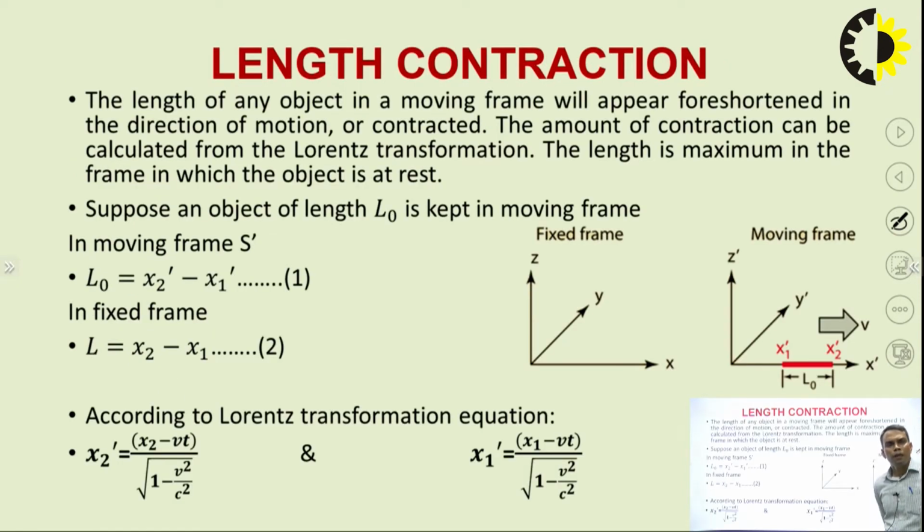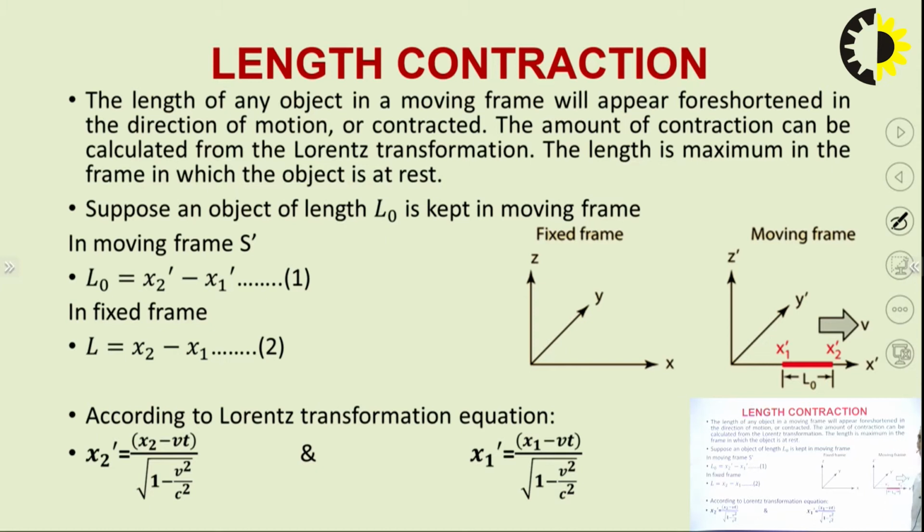Now, these are the applications of the special theory of relativity, or the Lorentz transformation. The first application is length contraction. We are not going to do this topic in detail, because today we will discuss variation of mass with velocity. So, in short, I will introduce this topic, length contraction.